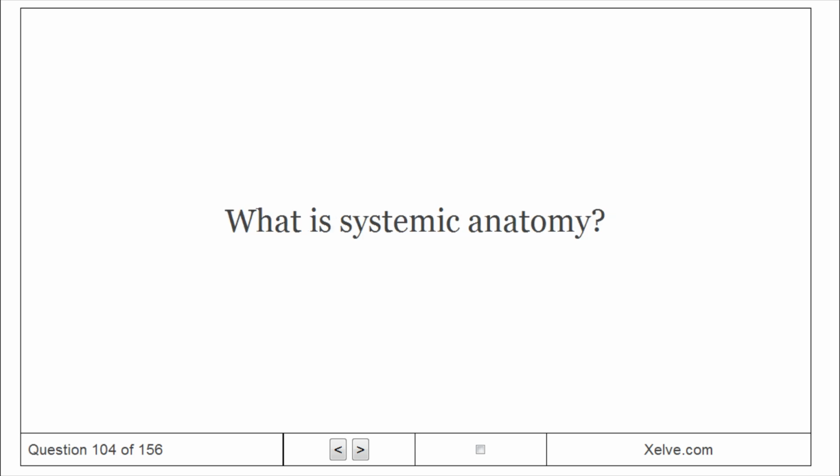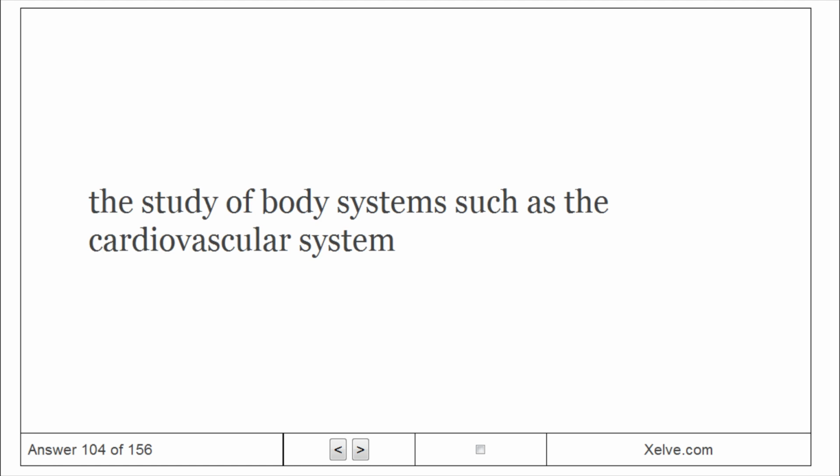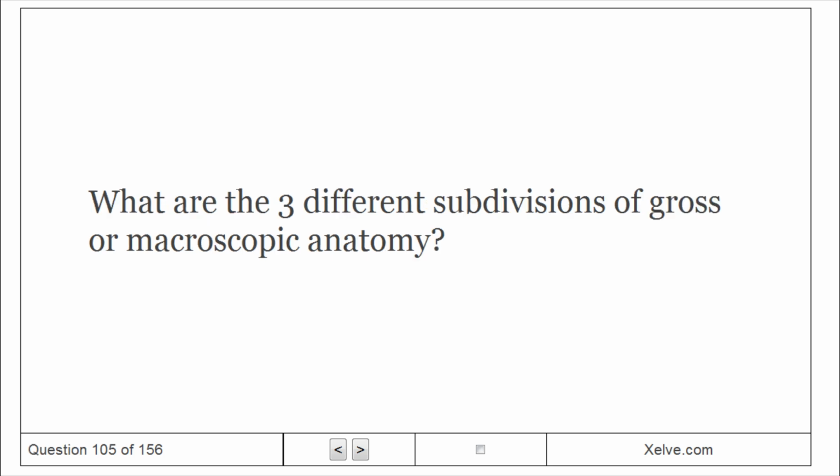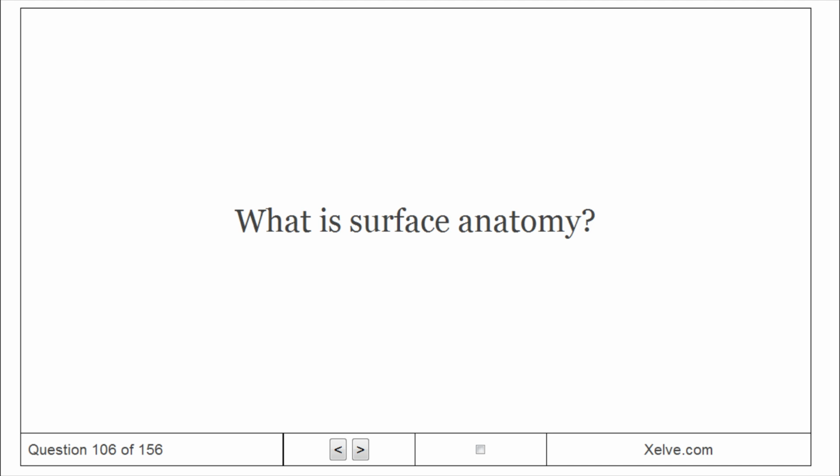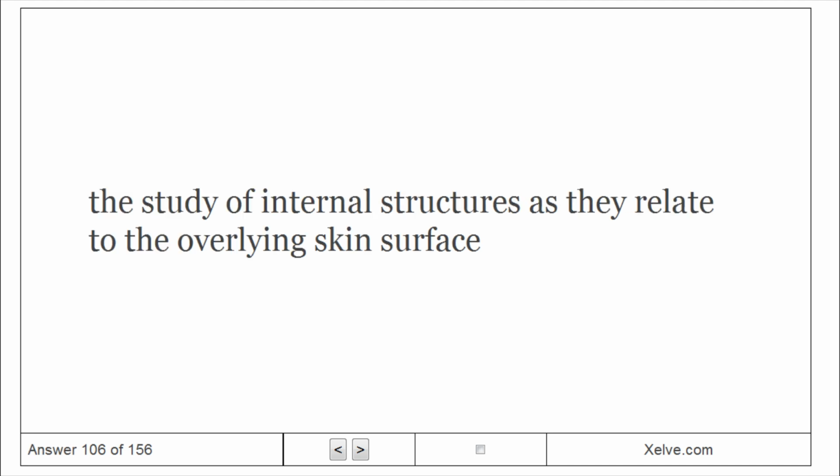What is systemic anatomy? The study of body systems such as the cardiovascular system. What are the three different subdivisions of gross or macroscopic anatomy? Regional, systemic, and surface anatomy. What is surface anatomy? The study of internal structures as they relate to the overlying skin surface.